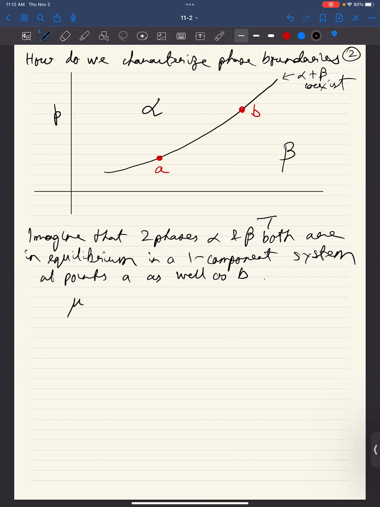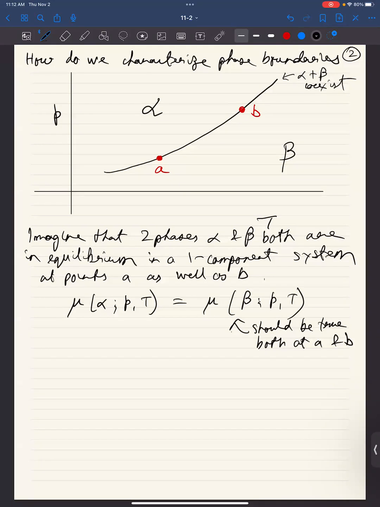So chemical potential, says the undergrad. So chemical potential of phase alpha at a given pressure and temperature should be equal to chemical potential of phase beta at that pressure and temperature, right? This is the second law of thermodynamics for phases. So furthermore, this should be true both at points A and B, right? They are at equilibrium at both points. So this should be true both at A and B.